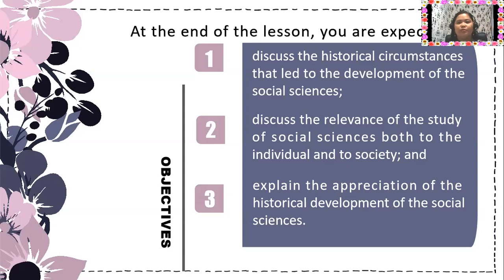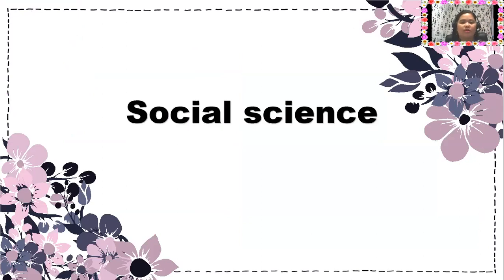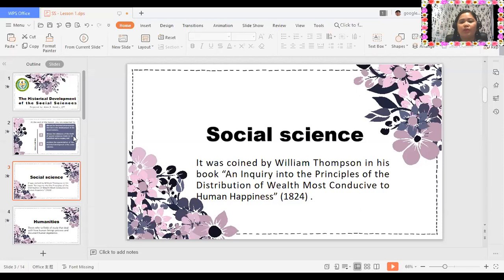At the end of this lesson, we are going to know more about this. So let's go to the social sciences. What comes to your mind when you hear the word social science? It was coined by William Thomson in his book, An Inquiry into the Principles of the Distribution of Wealth Most Conducive to Human Happiness. So what does it mean? Social science is a branch of science devoted to the study of societies and the relationship among individuals within those societies.